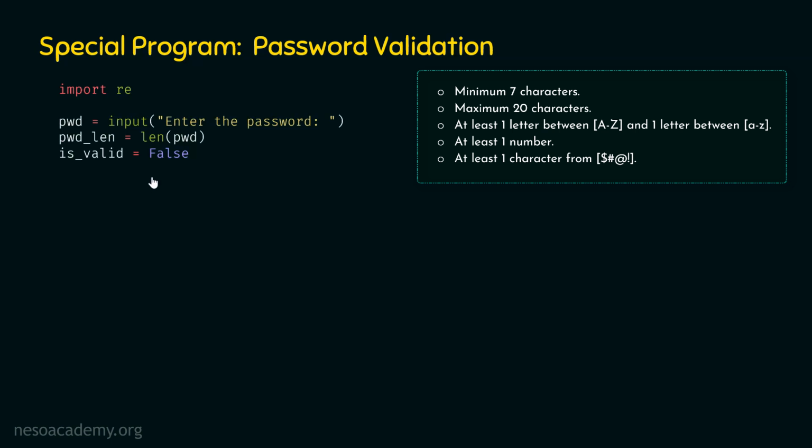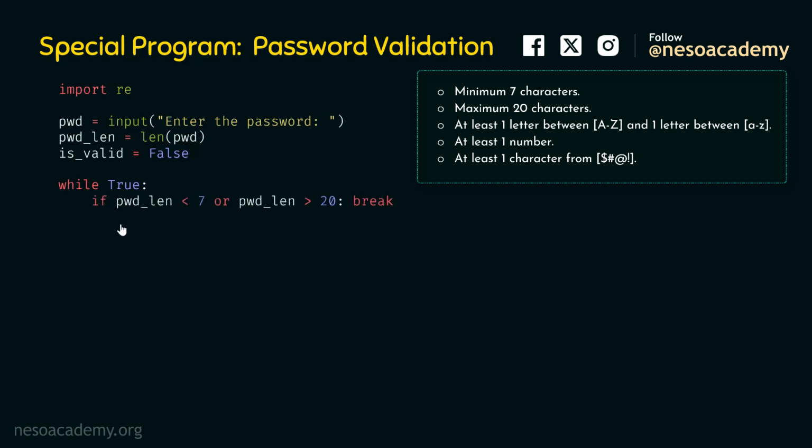I hope this idea is clear. So let's write this while statement, while true. This indicates that we are writing the infinite while loop, and within this while loop we need to check this first condition. If pwd_len is less than 7 or pwd_len is greater than 20, then break the loop.